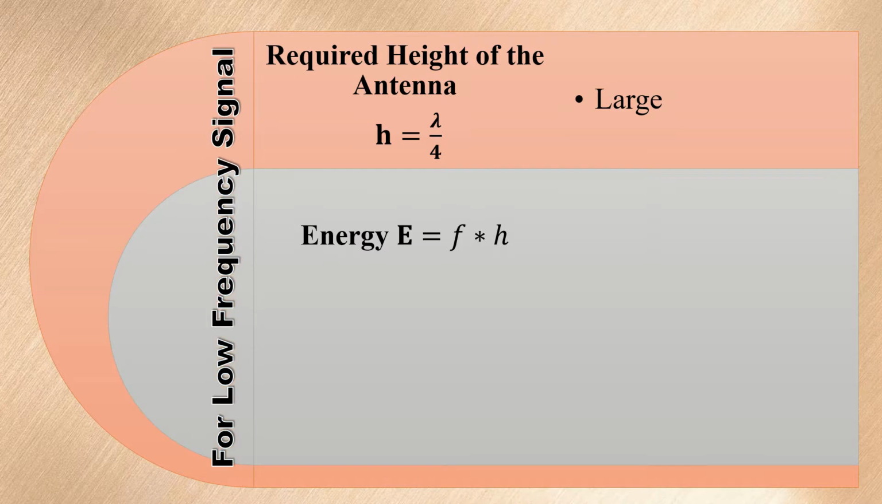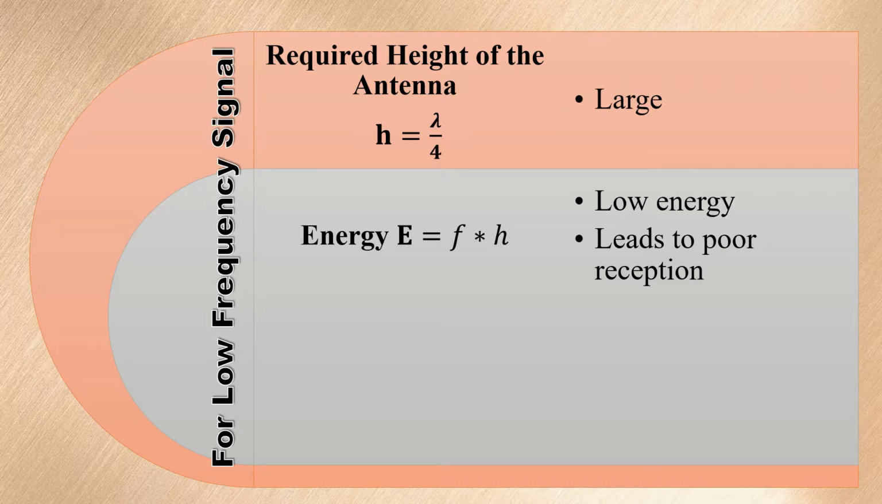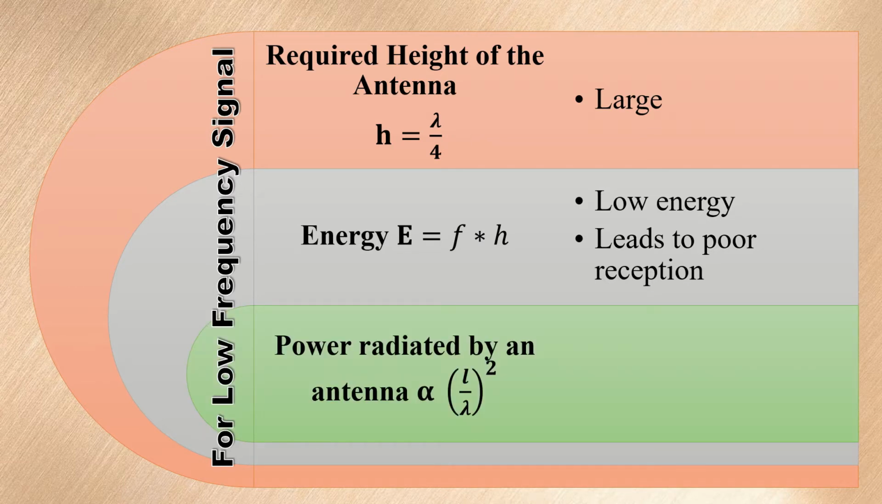The second one is energy of the signal. The energy of the signal is directly proportional to the frequency. So at low frequency, the energy is less. This leads to poor reception at the receiver side. And the third one is power radiated by the antenna. The power radiated by the antenna is inversely proportional to the wavelength. So the power radiated is less in case of a low frequency signal.